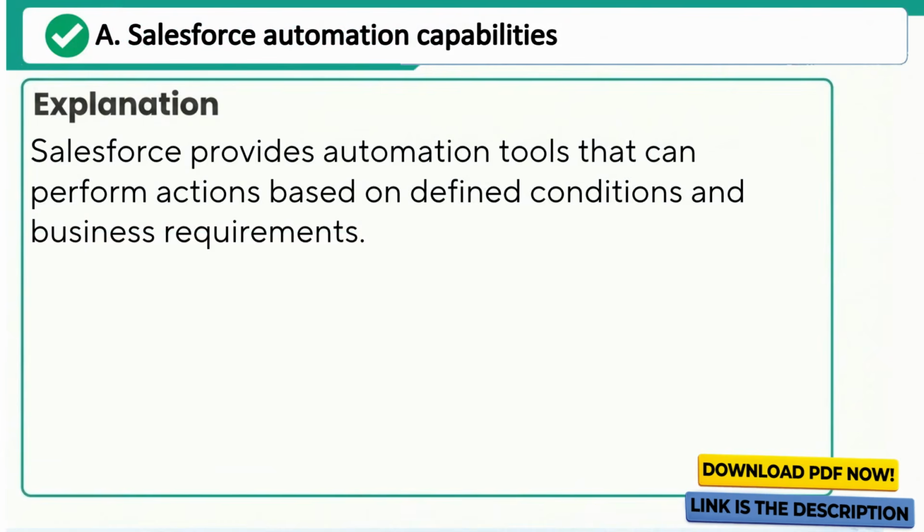Correct answer. A. Salesforce automation capabilities. Explanation. Salesforce provides automation tools that can perform actions based on defined conditions and business requirements.